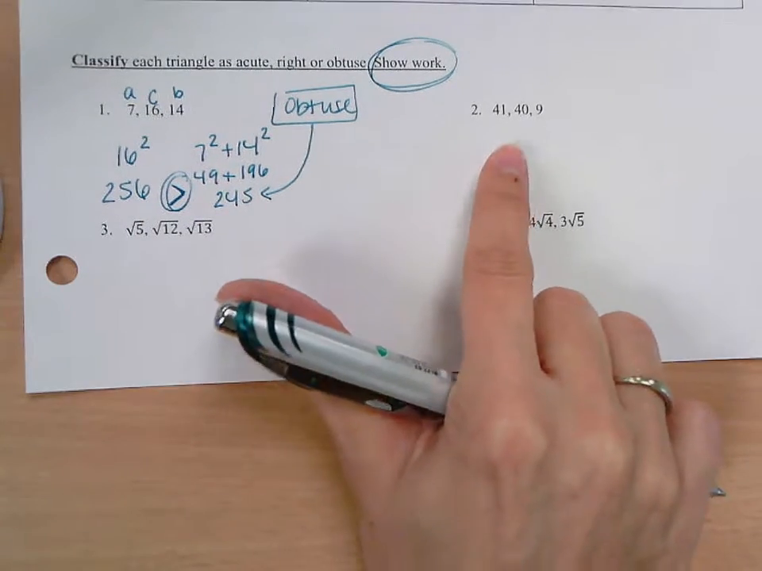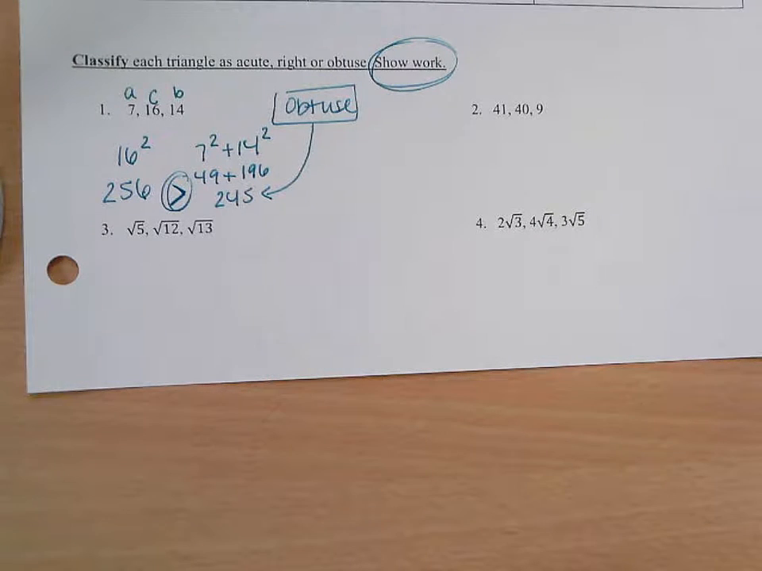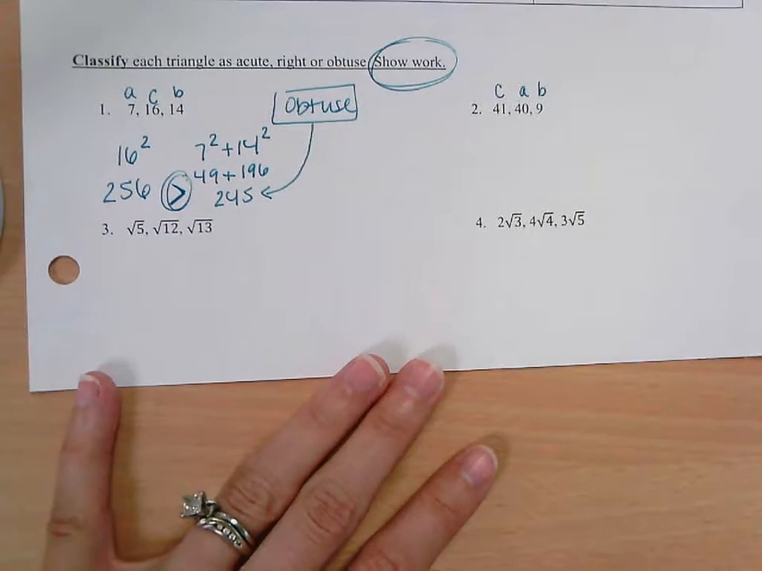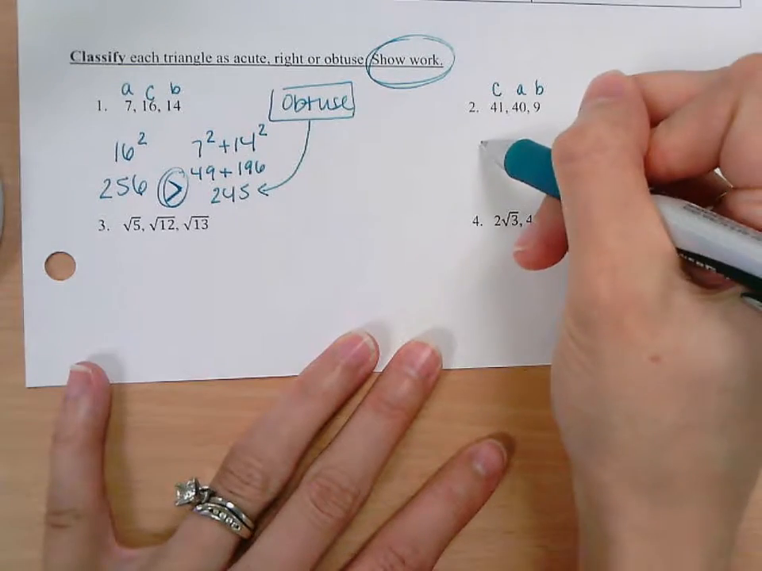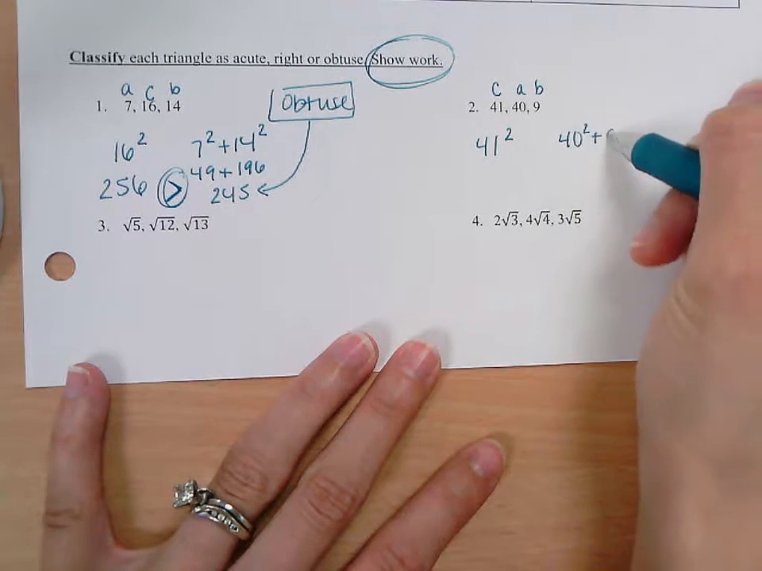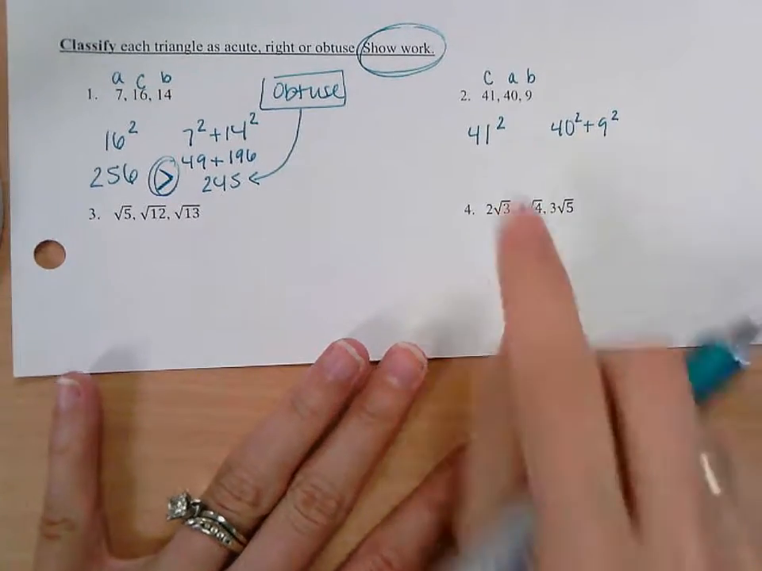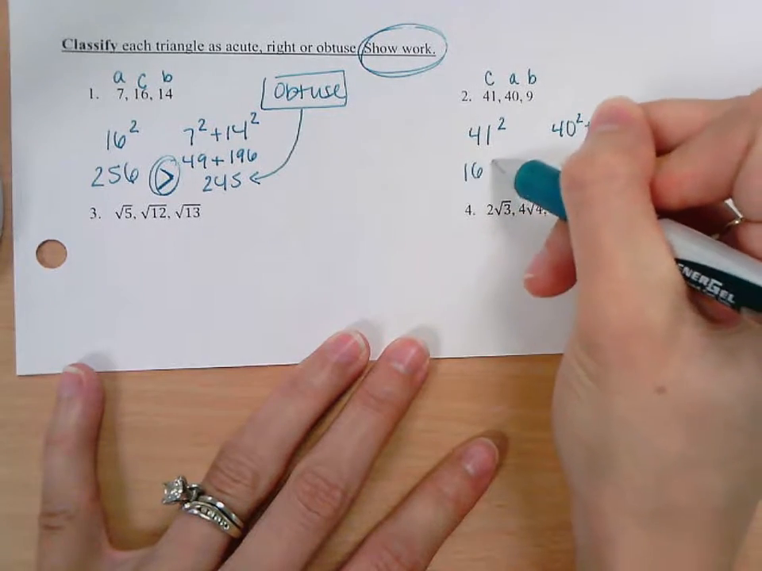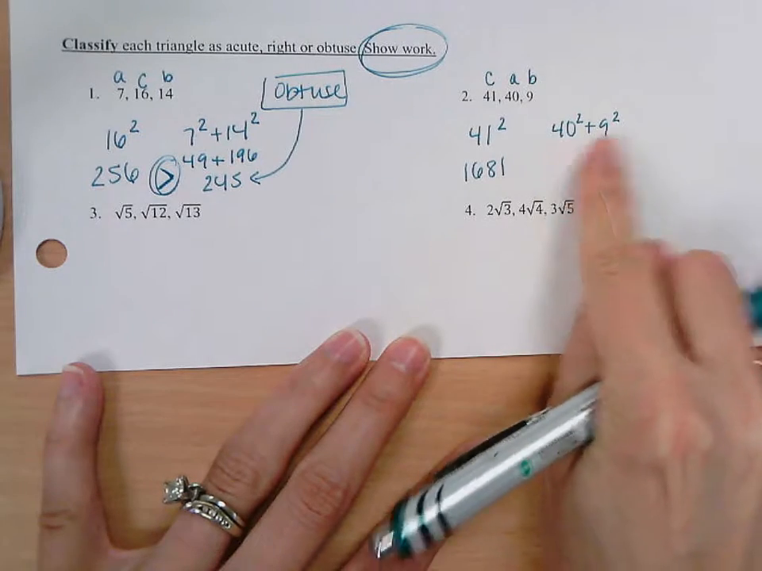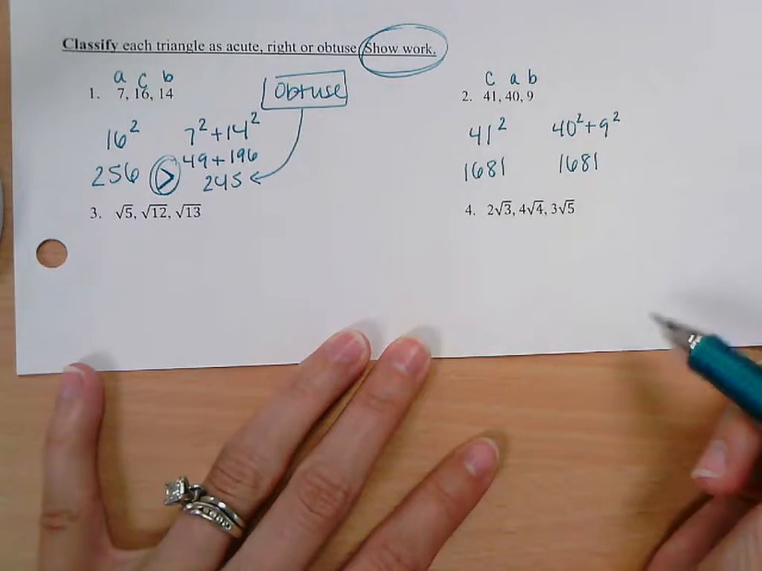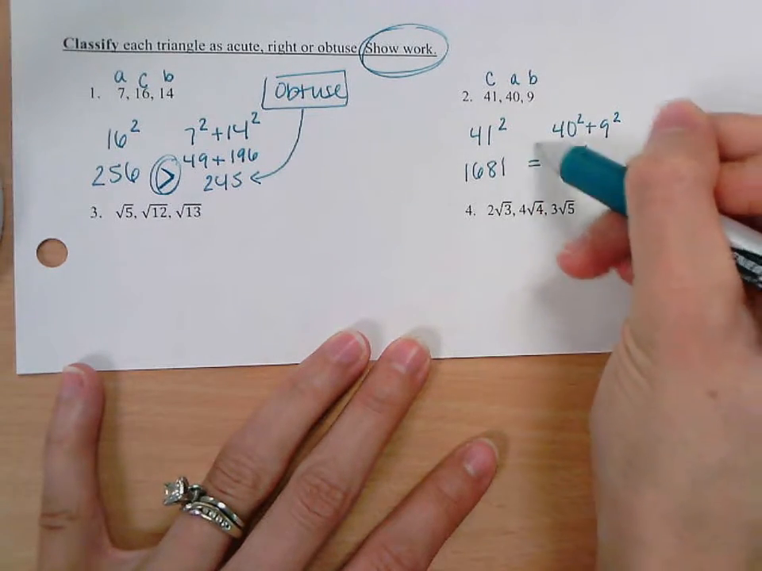All right, so let's look at another one. Number 2, 41, 40, and 9. So which one is C? 41, because that's the one that matters the most. The other ones, which one is A and B, doesn't really matter. So I would have 41 squared, and then 40 squared plus 9 squared. Anyone have 41 squared? And then 40 squared plus 9 squared. Okay, exact same number. They're equal.